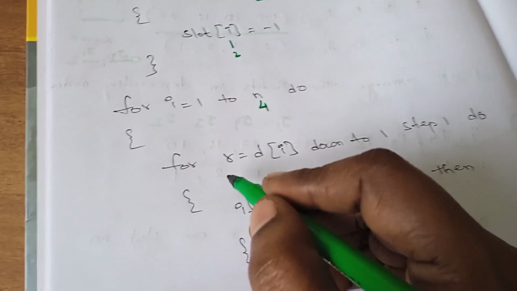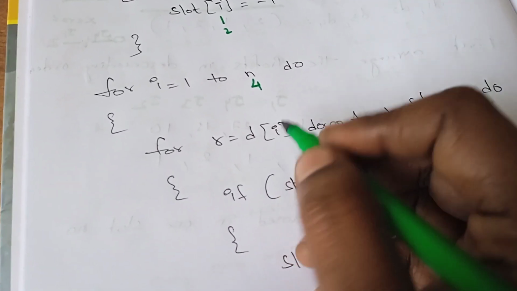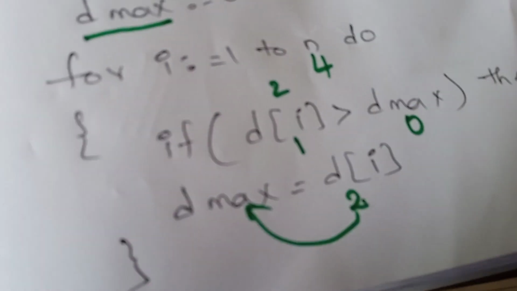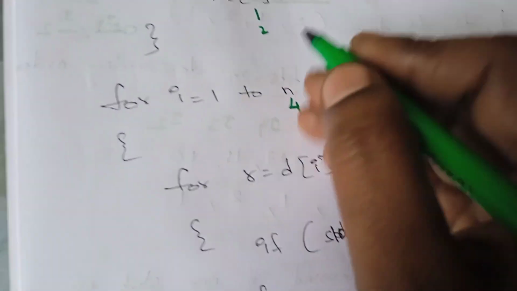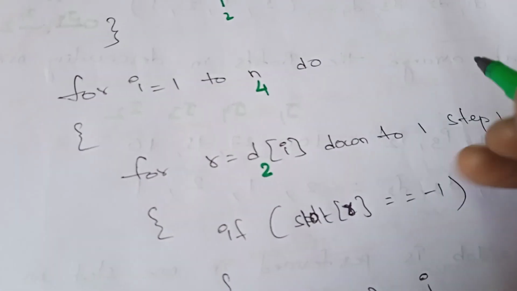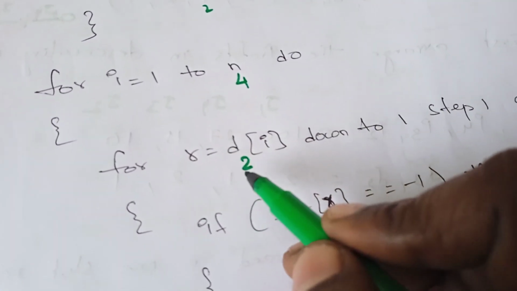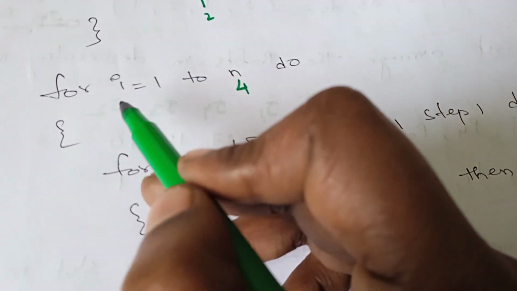Now R is a new variable. R is equal to D of I. What is D of I? Just now we got, right? D of I is what? D of I is 2. That is given to D max. So D of I is 2. So that is given into R variable. Now R is actually what? I need not to give slot for all i's.